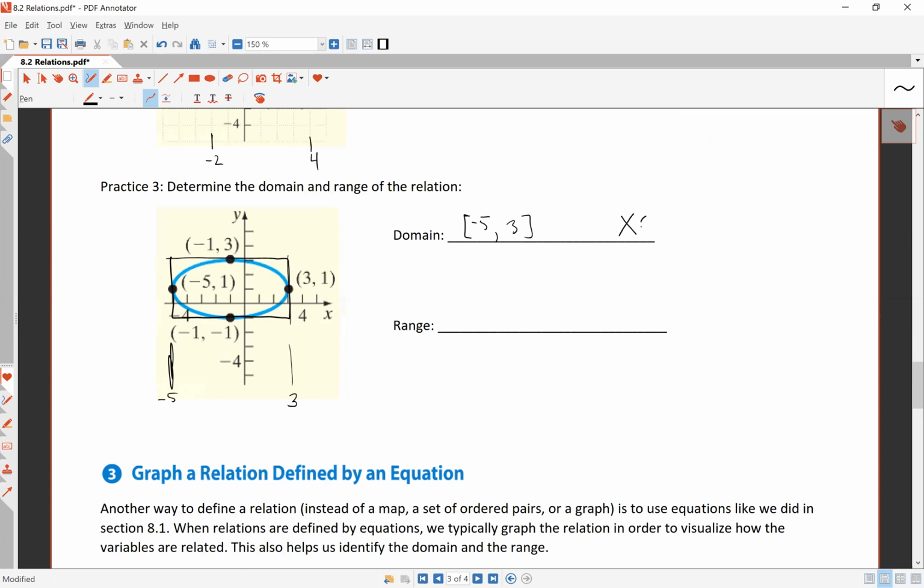Domain is always x values. Range is always y values. We see the y values get down as low as a -1 and up as high as a 3. So in interval notation, we always state the smaller number first and then the larger. And this would say that y is greater than or equal to -1 and less than or equal to 3.